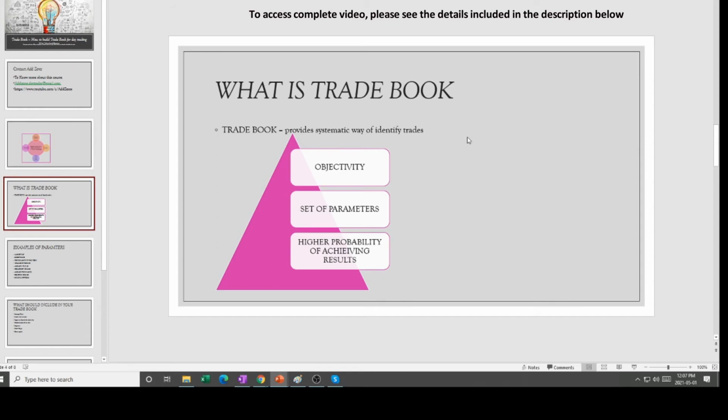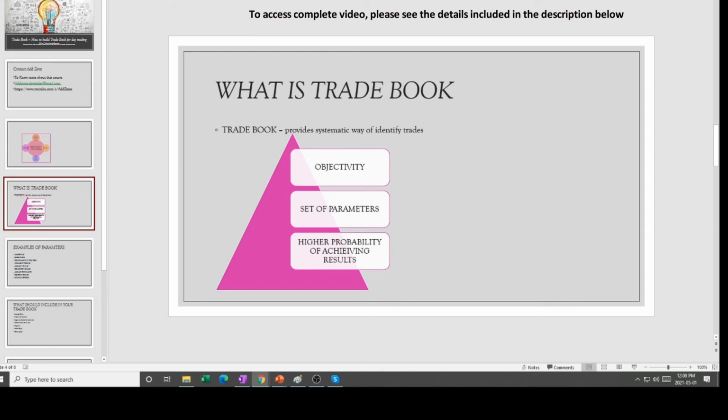A trade book will help you to be very objective in identifying your trades, because in order to make consistent money in the market, our job as a trader is to identify trade ideas objectively, systematically, and similarly every time. If we do not have a similar criteria of identifying our trades, most likely we're going to be inconsistent. Sometimes you're going to make money, sometimes you're going to lose money.